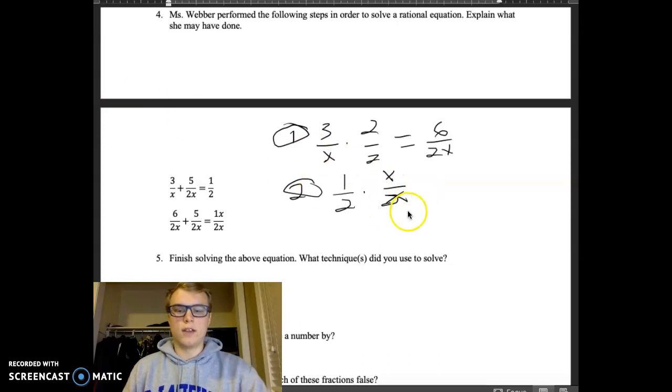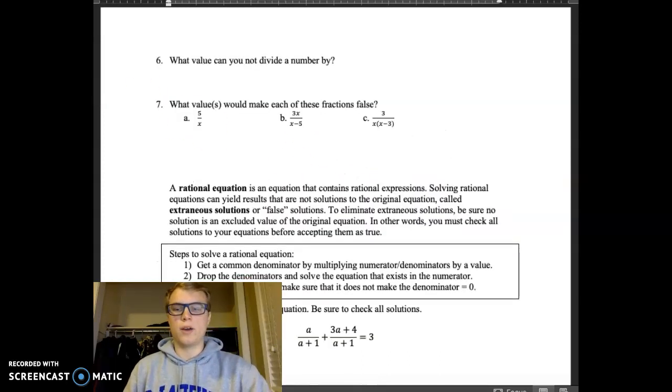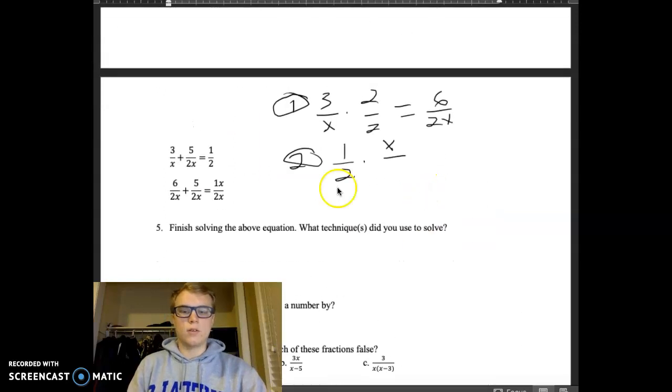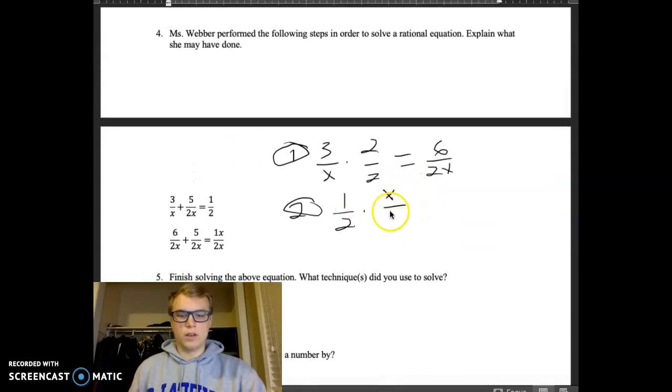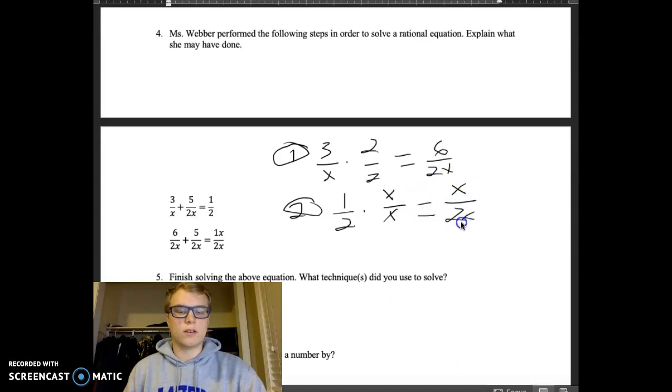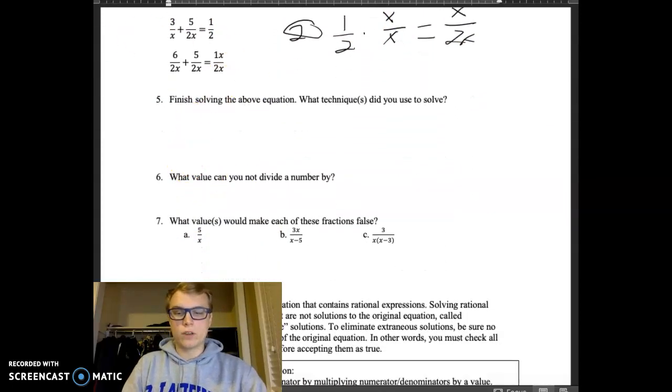Just a side note, the reason we can multiply these by 2 over 2 or x over x is because those equal 1. So we're not necessarily changing the problem at all. When we do this, we get x over 2x. So those are the two steps that Ms. Weber performed. Now we can use that, and we'll take this bottom line and solve the equation.